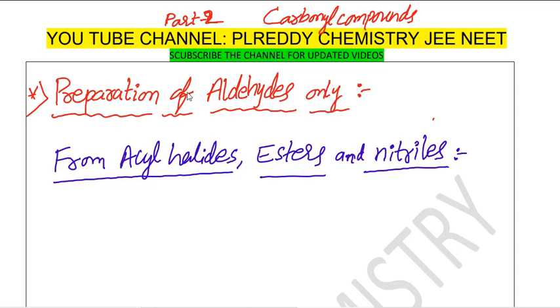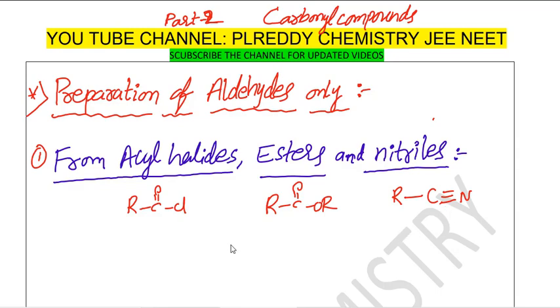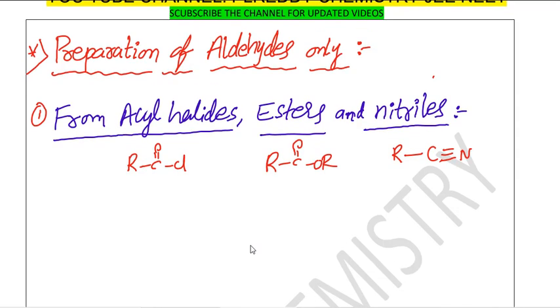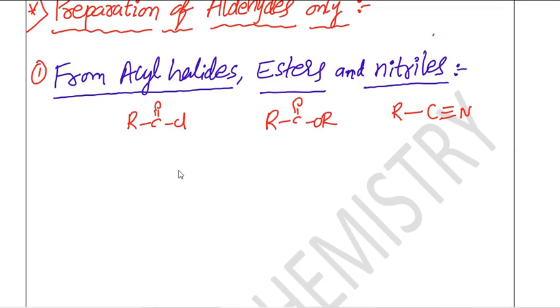Today we are going to discuss preparation of aldehydes only. The first one is from acyl halides, esters and nitriles. What are the acyl halides? R-C(=O)-Cl are acyl halides, R-C(=O)-OR are esters, and nitriles are R-CN. Okay, from these compounds how can we make aldehydes? Step by step we can see here.